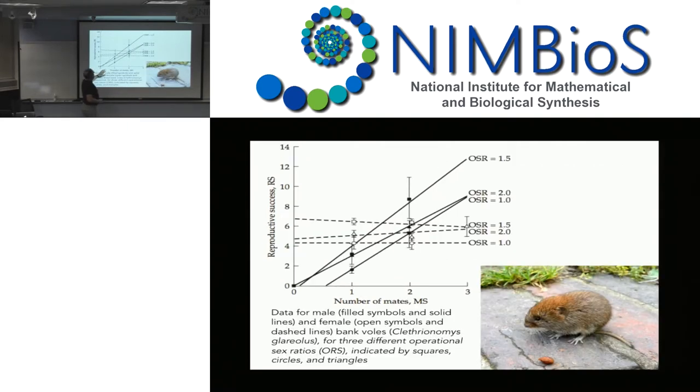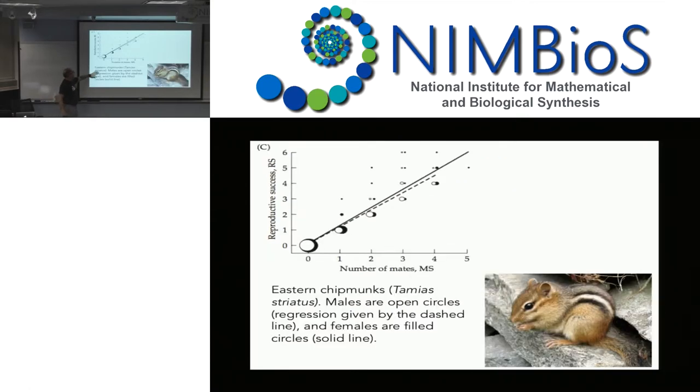This gradient and that gradient conform to Bateman's original observations of male mating success translating into more offspring, female mating success not translating to more offspring, whereas the chipmunk example shows that both male and female mating success translate directly into more offspring. So this is an example where Bateman's principles didn't hold, but Bateman's principles were for Drosophila and give you a framework to think about how sexual selection may or may not operate.